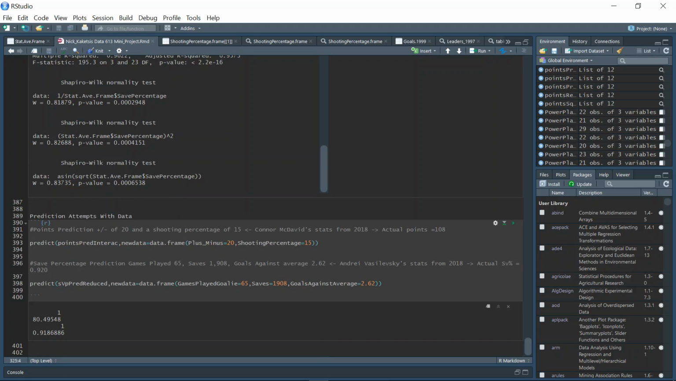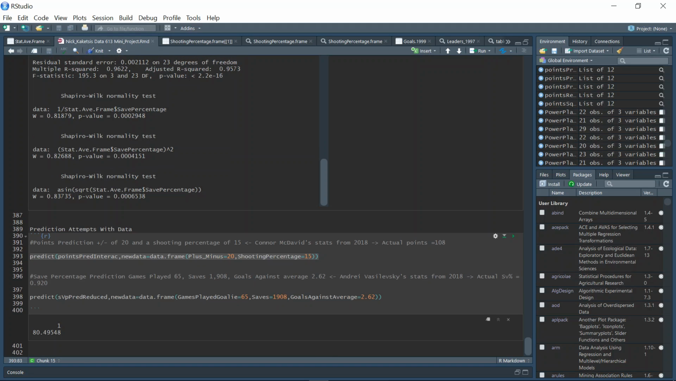I took Connor McDavid's stats from 2018. He was the leader in points in 2018, and I ran it through to predict. So using his shooting percentage and his plus-minus from last year, I predicted his points. Oh, that won't run, sorry. His actual points scored last year were 108. This predicts them at 80.495, which I expected. It's not a very robust model. It does have a high R-squared value, but I guess this kind of shows that the data really isn't linear, and it's kind of tough to use this as a predictive model.